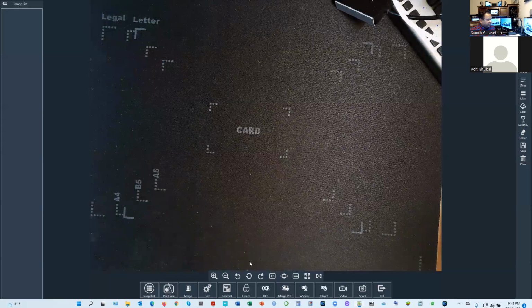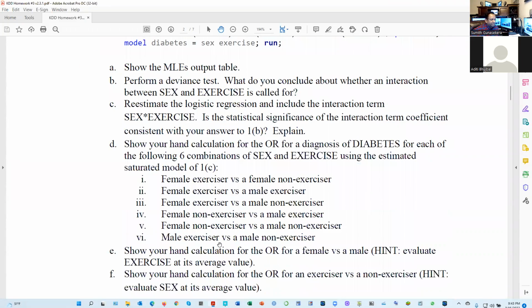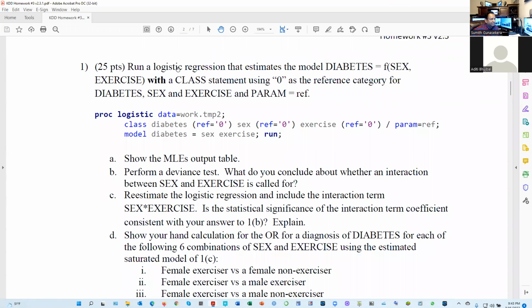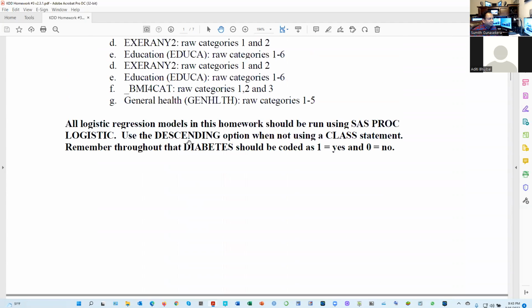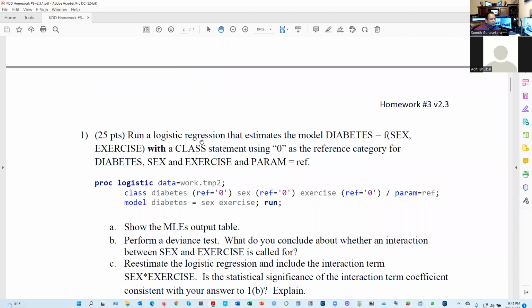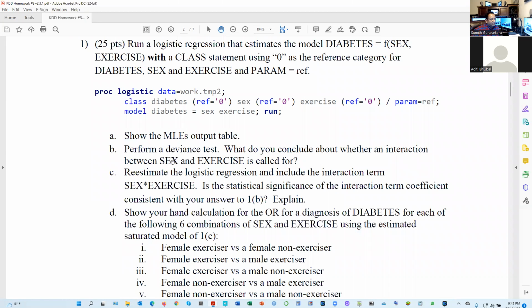So you can remember our first question, which we went through at large scale yesterday. See, logistic regression estimates this, and this is our model. The class statement uses the reference category for diabetes, sex, and exercise. It's already been done over here. Then you saw the main output. You have gender and exercise, and diabetes being explained by those.